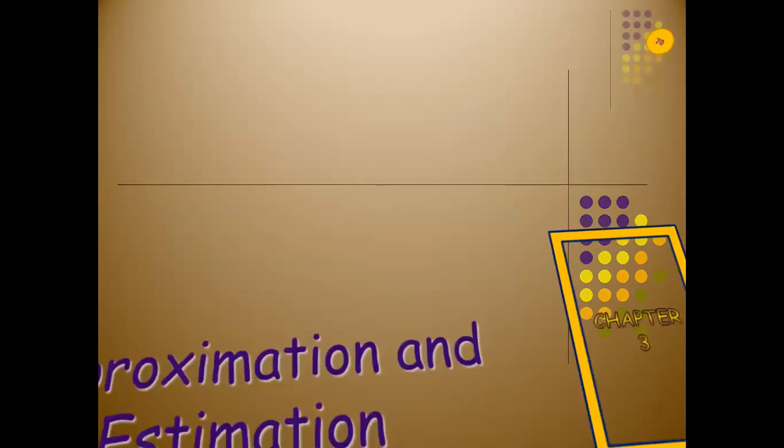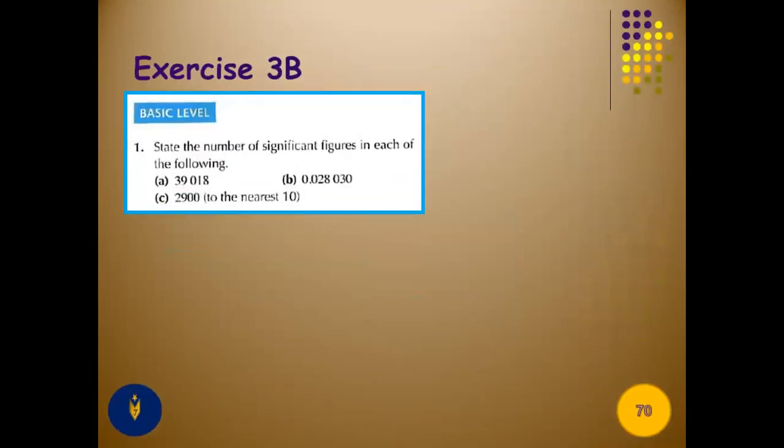So here is our question number 1. If you are using this textbook, you may find this exercise 3B and question number 1 on page 70. Question number 1 comes in the basic level. Let's read out the statement: State the number of significant figures in each of the following. We have to identify how many significant figures there are in each of the following figures.